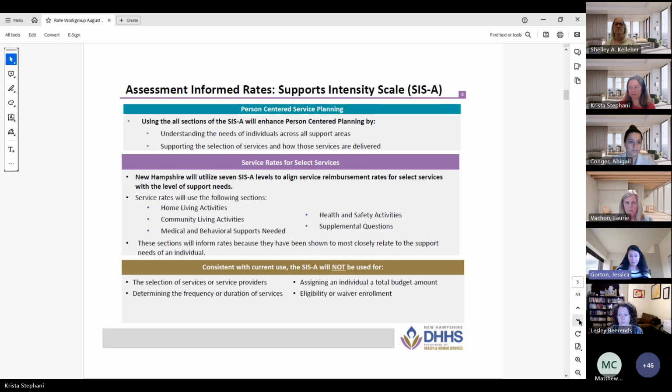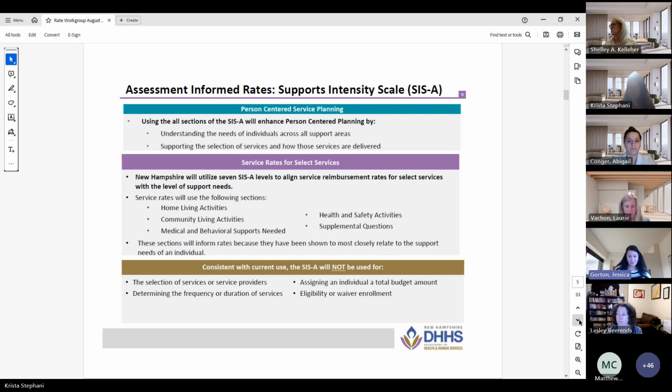But what I want to remind folks about, and has been shared here, is that the SIS will not be used, and it is not intended to be used, nor are we moving in the direction for it to be used, to select services or service providers, or to determine the frequency or duration of services. Simply put, how often you need a service, how often per week, and how many hours maybe per day or per week, the SIS is not used for that. Assigning any type of total budget amount is not the intention of the SIS, nor is eligibility or access to the waiver services. That is a different process that is not done through the SIS.